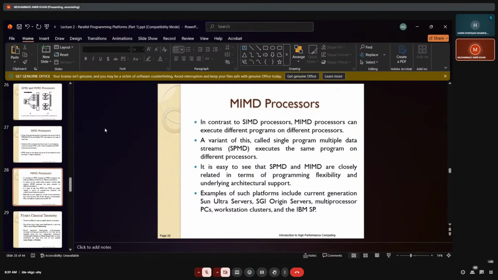Examples of such platforms include the current generation of Sun Ultra servers, SGI Origin servers, multiprocessor PC workstation clusters, and IBM SP. These are the MIMD processors. We have variants SPMD and MIMD. Ours is MIMD. Our laptops, our PCs are MIMD because they support multiple instruction and multiple data.